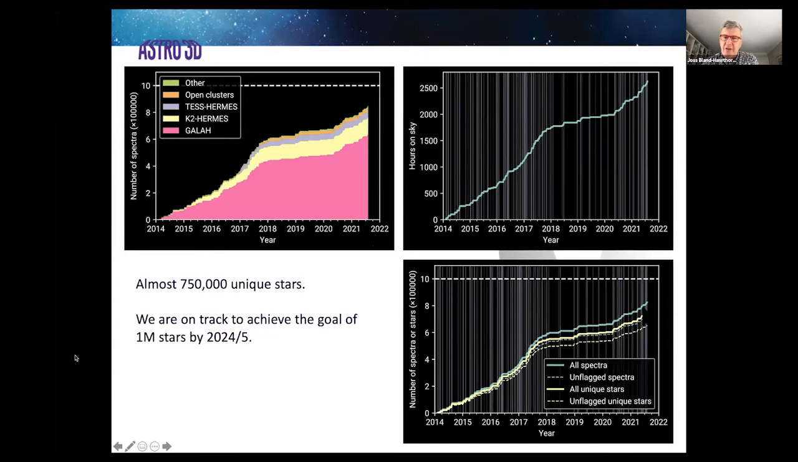So we're up to about 750,000 unique stars at the present time, and we're well on track to achieve 1 million plus stars by 2024, 2025. So we just need the AAT to survive long enough for this to be achieved. It's really quite extraordinary how well we have done through all the trials and tribulations of COVID and so forth.